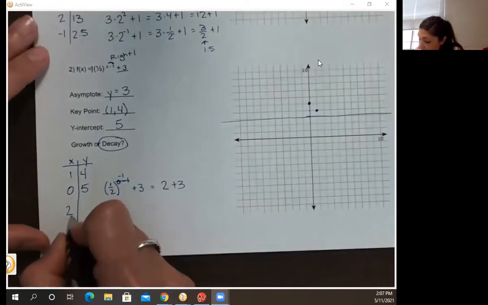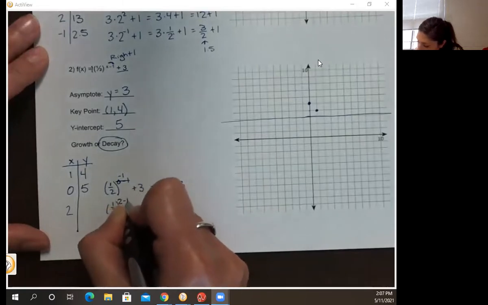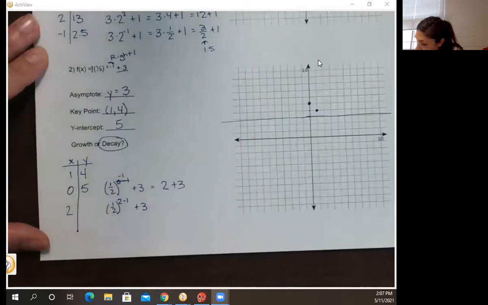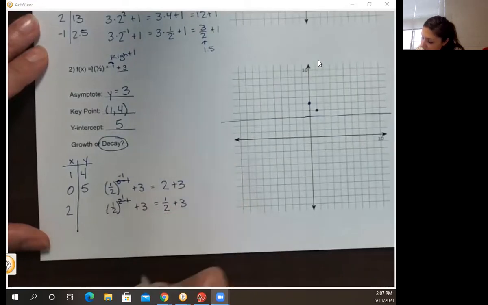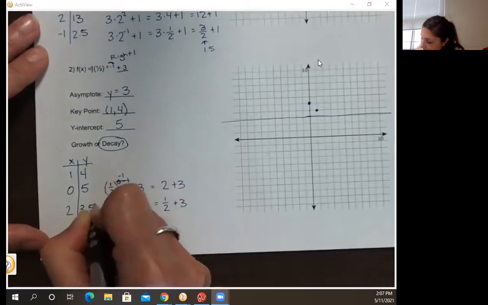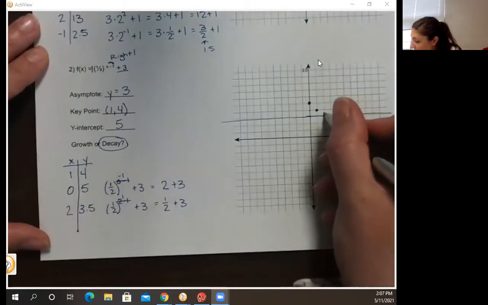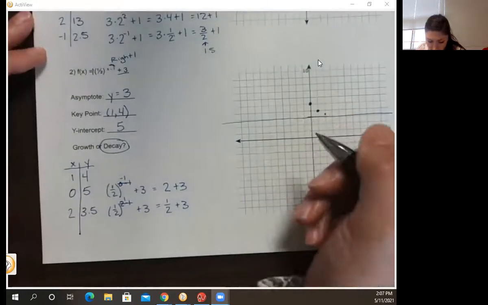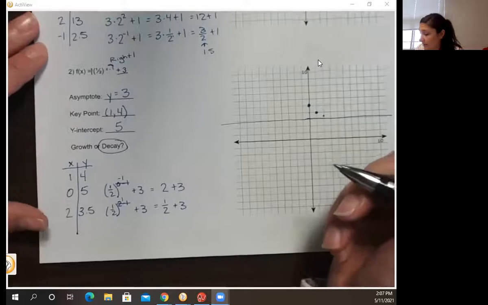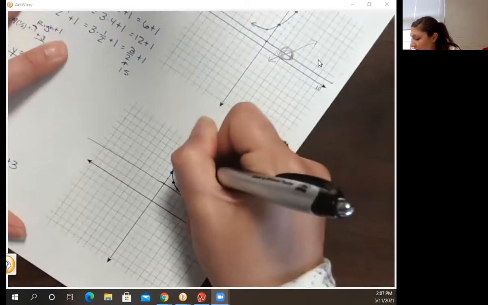If I plug in 2, I would have 1/2 to the 2 minus 1 plus 3. 2 minus 1 is 1. 1/2 to the first power is just 1/2. So 1/2 plus 3 would be 3 1/2. So when x is 2, y is 1, 2, 3 1/2. If you went the other way instead, you could plug in -1 and see what you get for your y value there. But all I asked for were 3 points. So I can go ahead and sketch my curve in here.